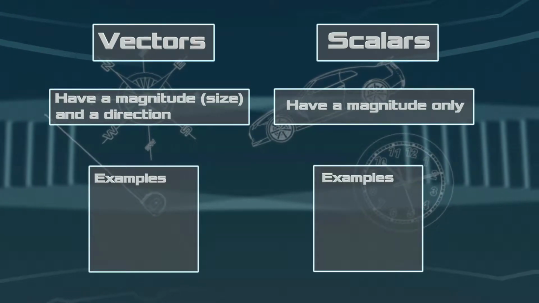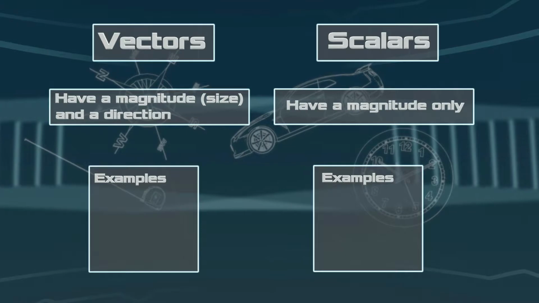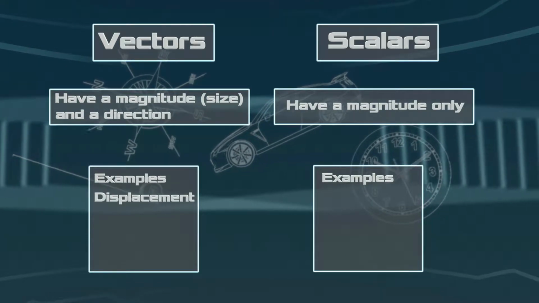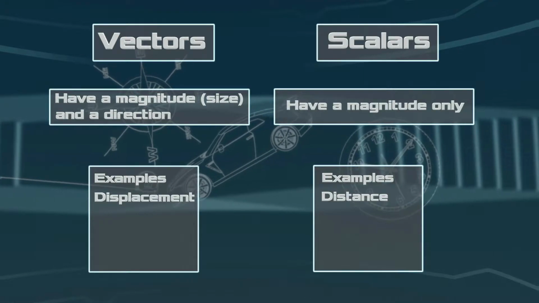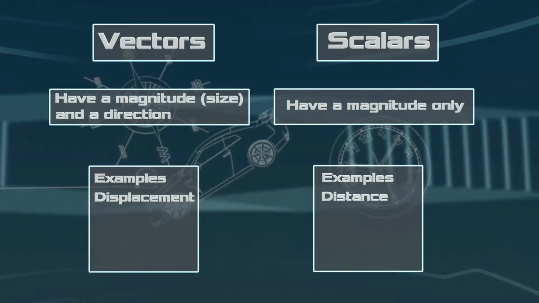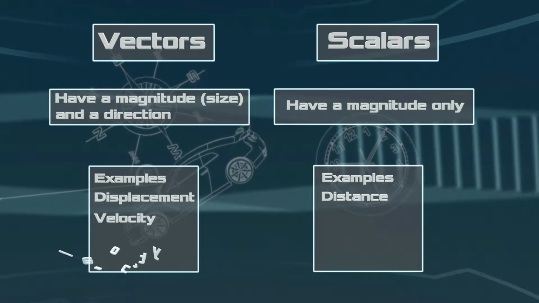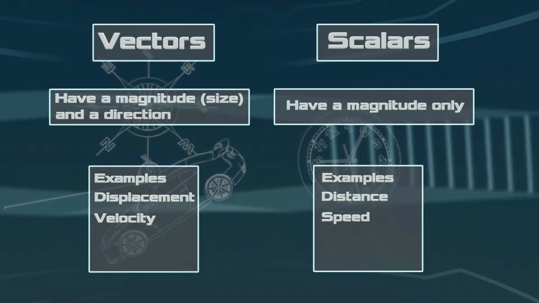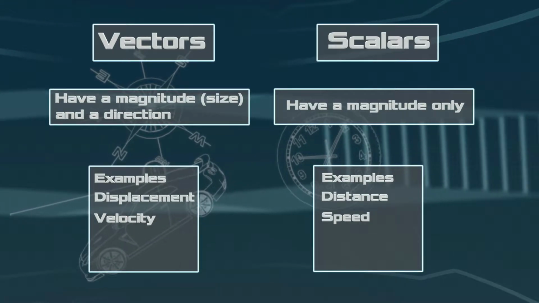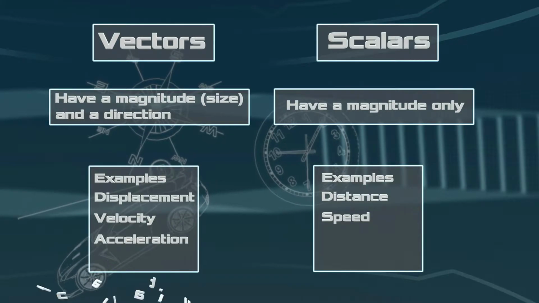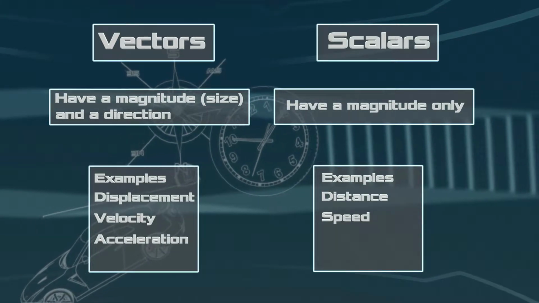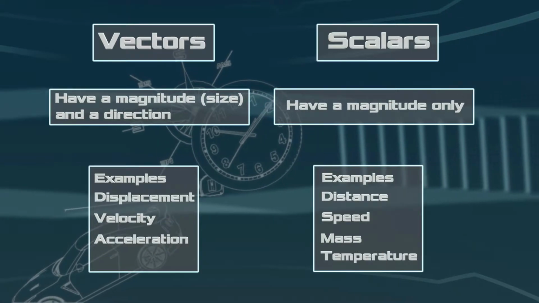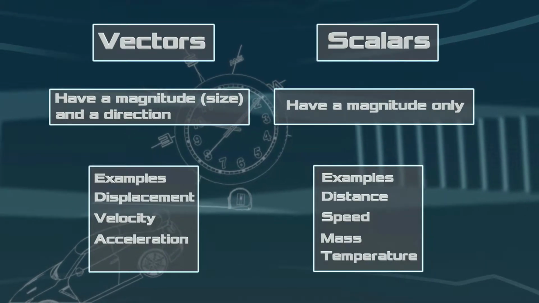In previous lessons, we've already discussed several quantities that are vectors and scalars. For example, when we discussed distance and displacement, remember displacement needed a direction, which means it is a vector quantity, while distance did not need a direction, so it is a scalar. Likewise, velocity is a vector and speed is a scalar. Another vector quantity we've discussed is acceleration because it has a direction. More scalar quantities include mass and temperature because they don't have directions.